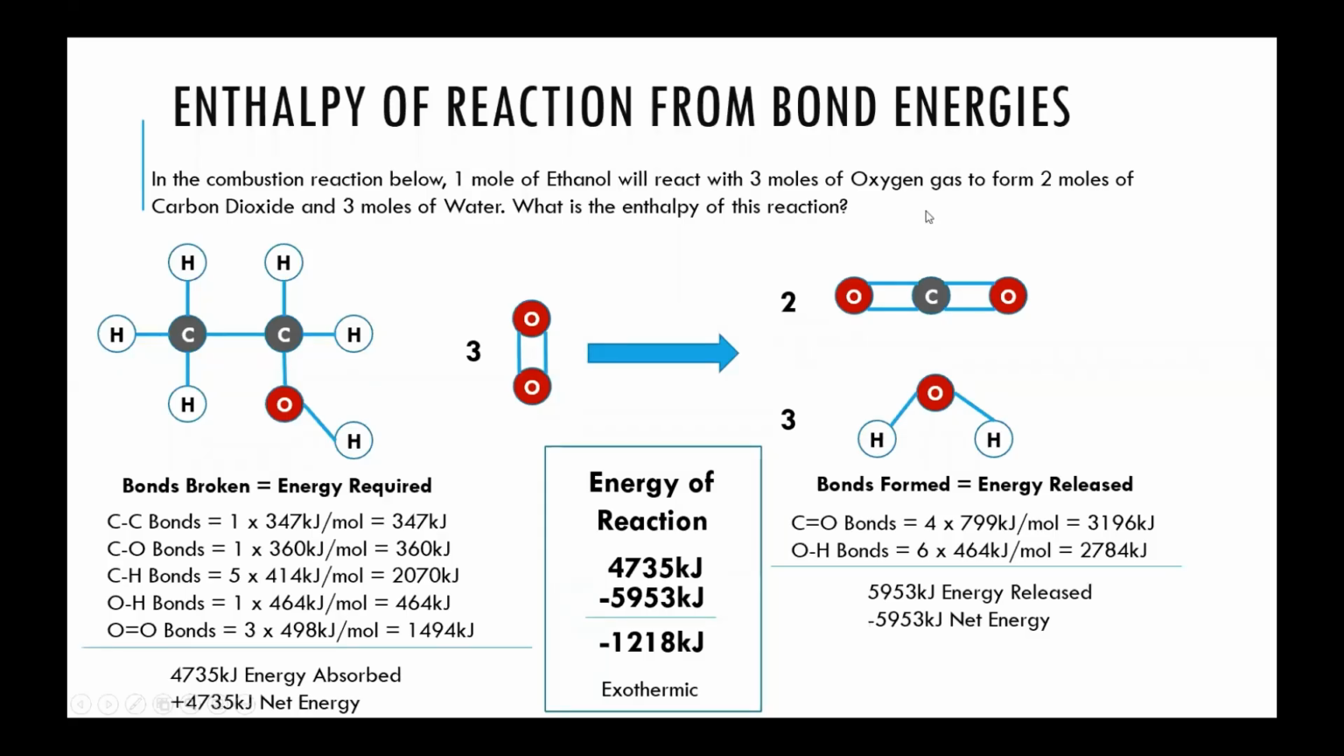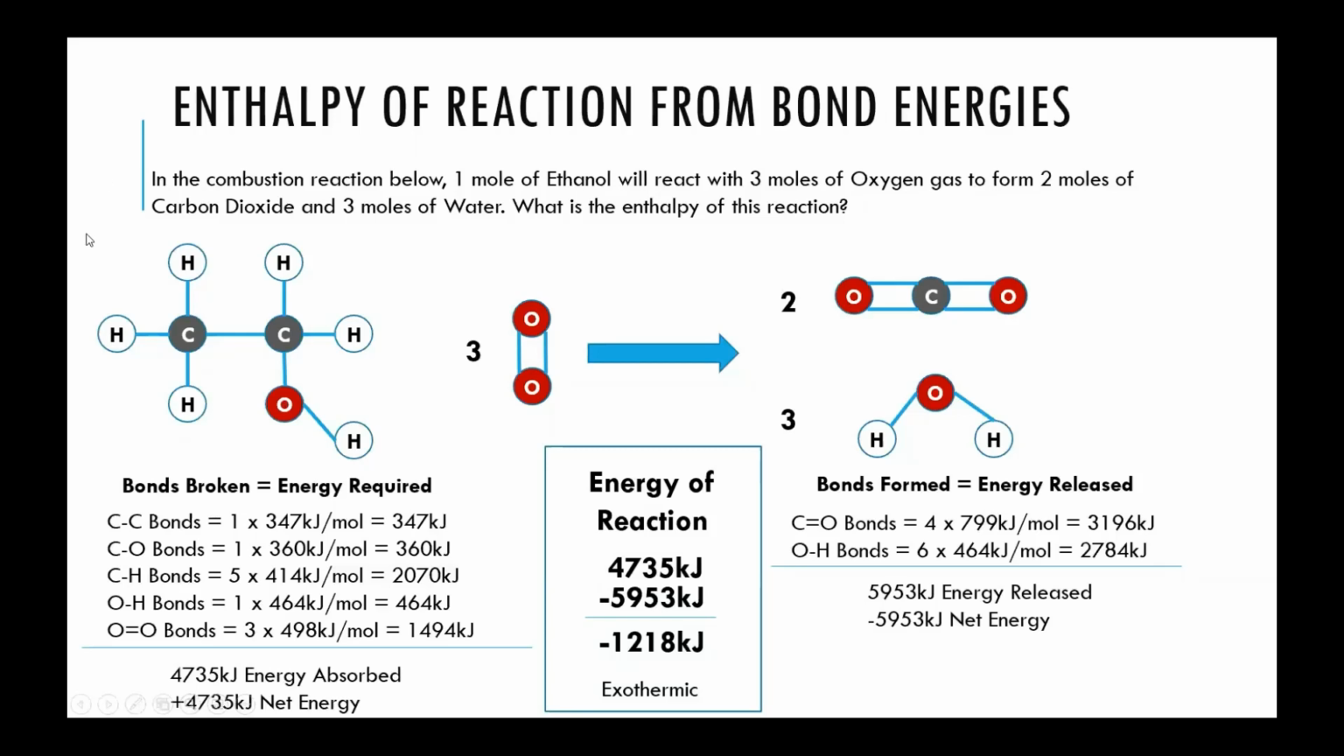In the case of the combustion reaction of ethanol with molecular oxygen, you're burning ethanol in air. It's 1 molecule of ethanol will react with 3 molecules of oxygen to form 2 molecules of carbon dioxide and 3 molecules of water. This is the balanced chemical equation for the combustion reaction of ethanol. All of the bonds I have drawn out specifically just to visualize each and every one of these bonds.